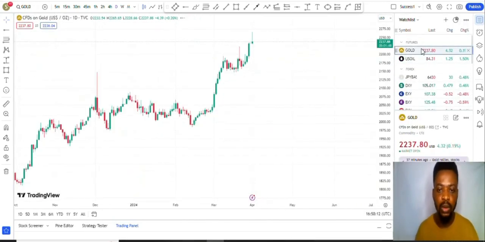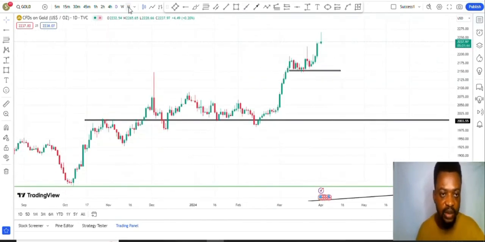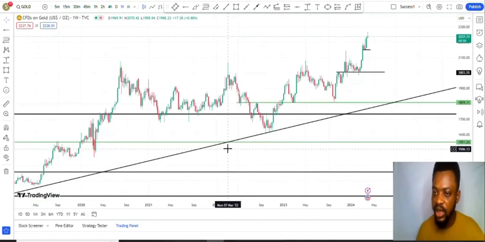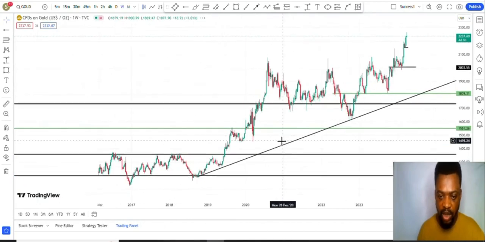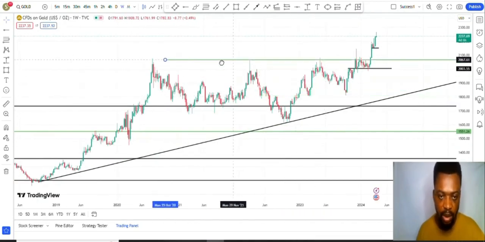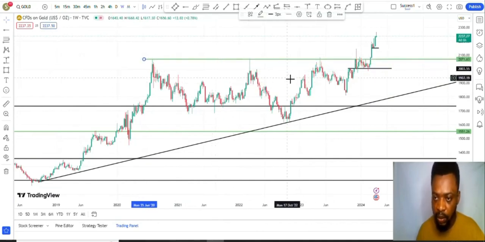So let's go back to gold. What is gold doing? What is gold saying? So on gold, quickly, the time frame, we're looking good, bullish. The bulls are looking good. Right, the bulls are really, really looking good.